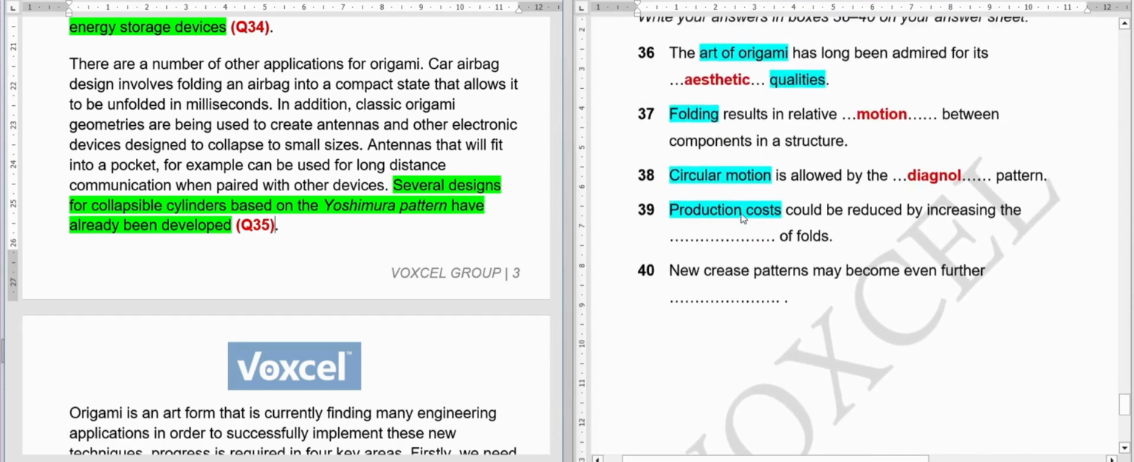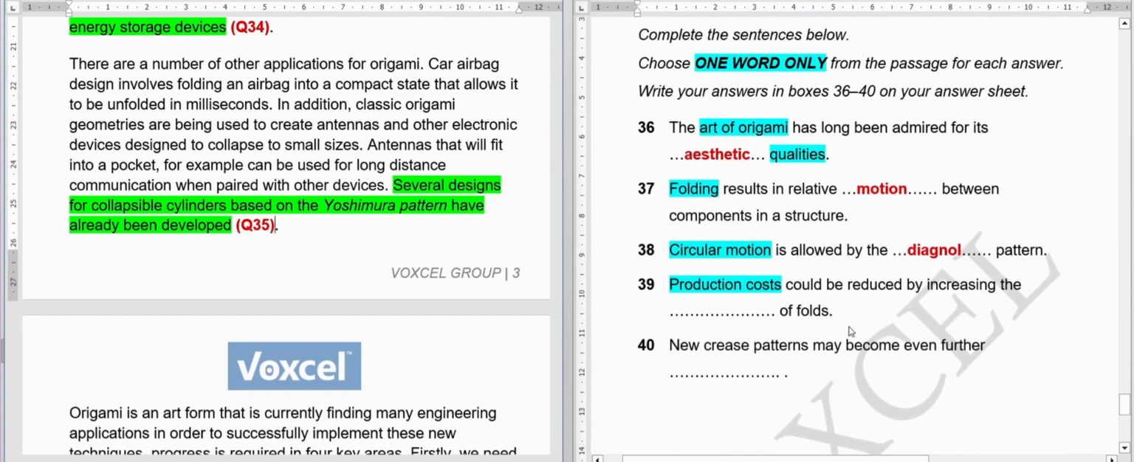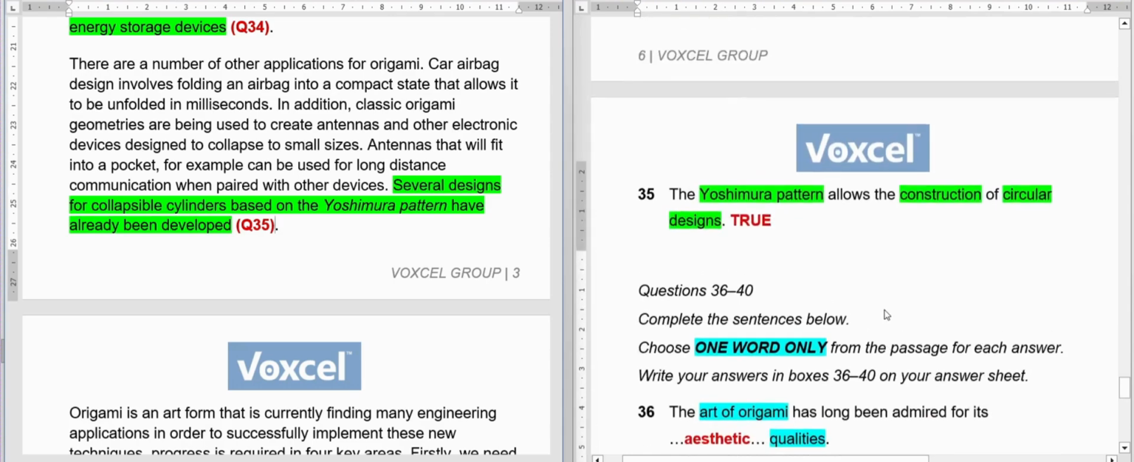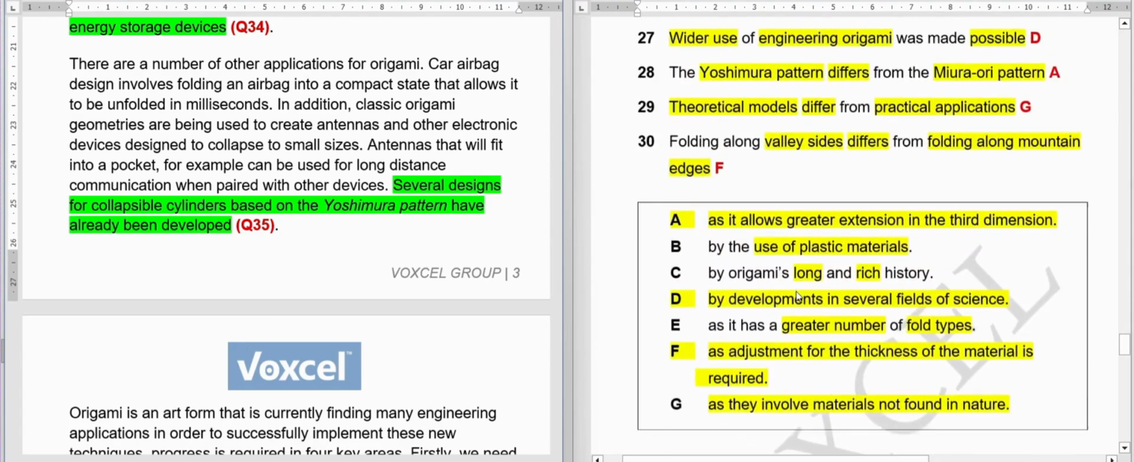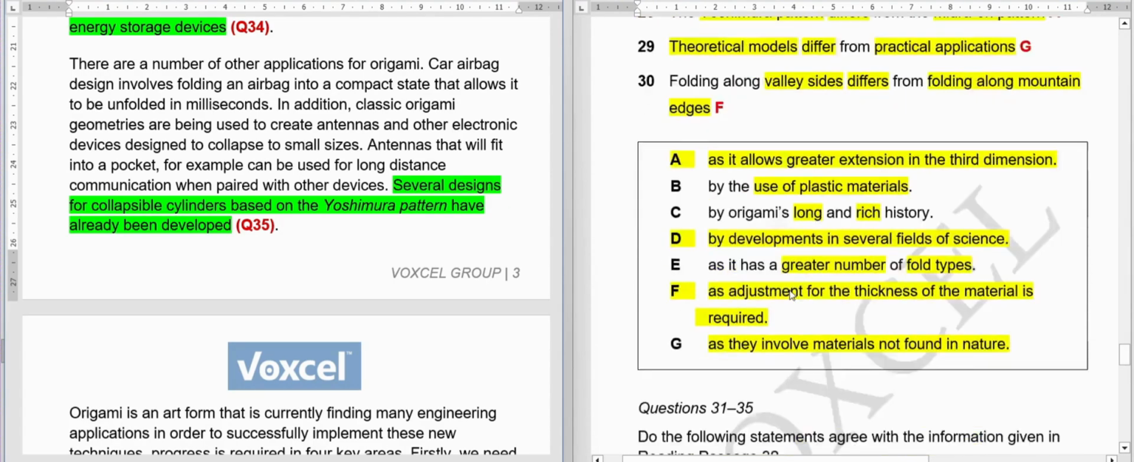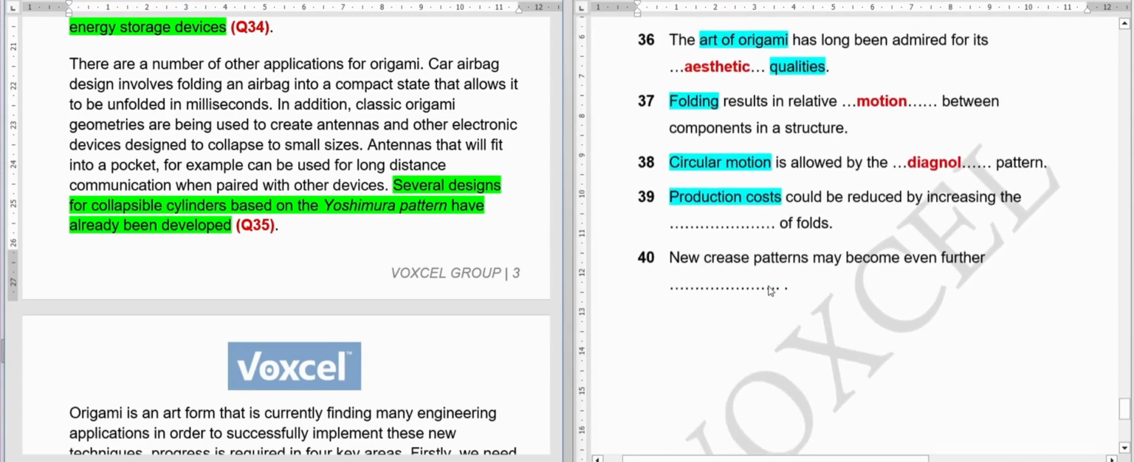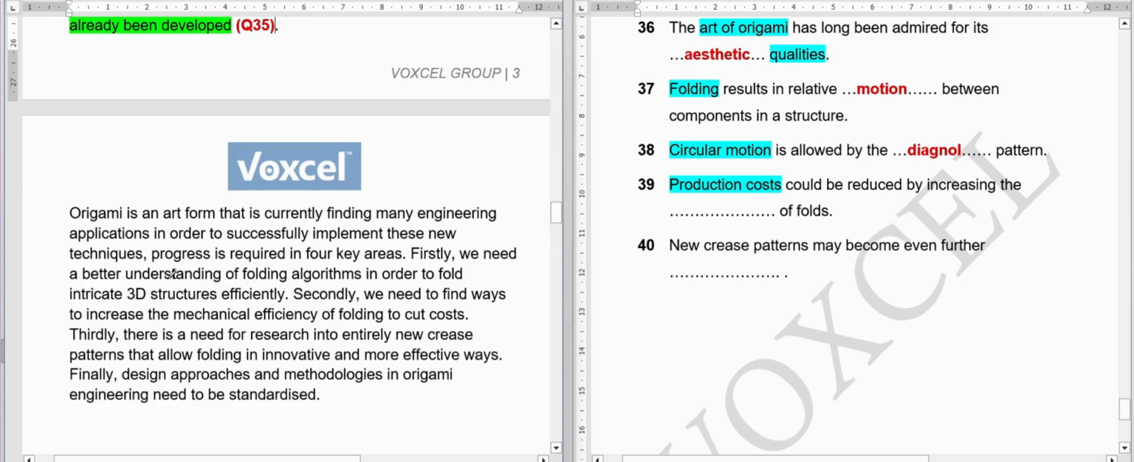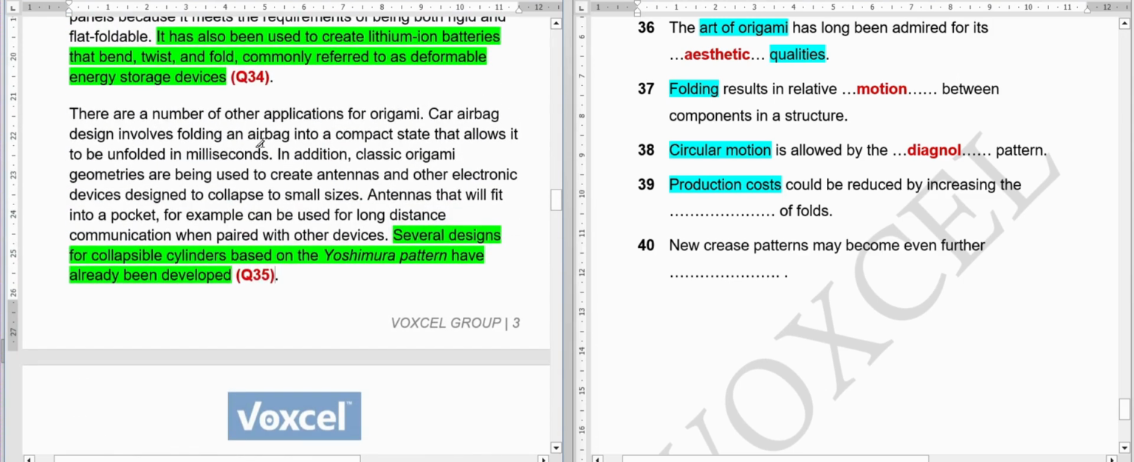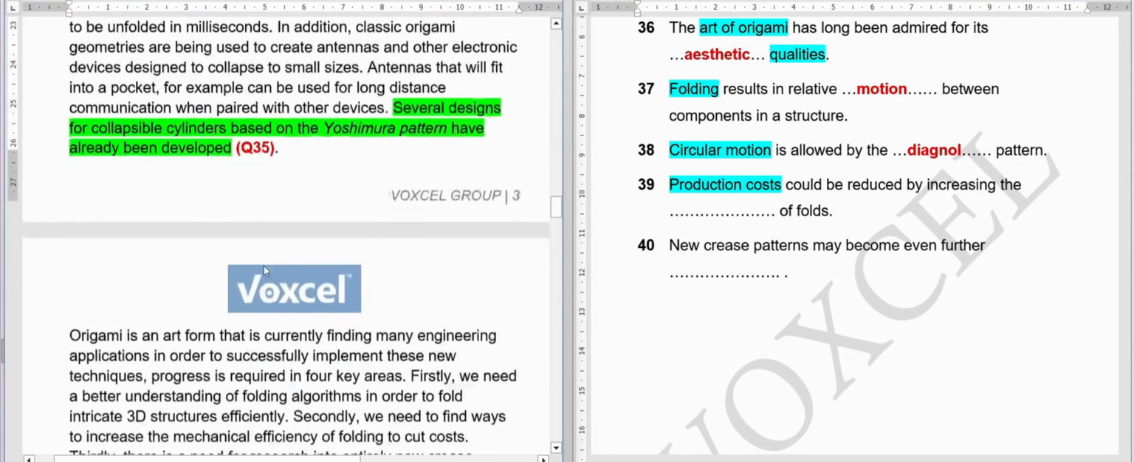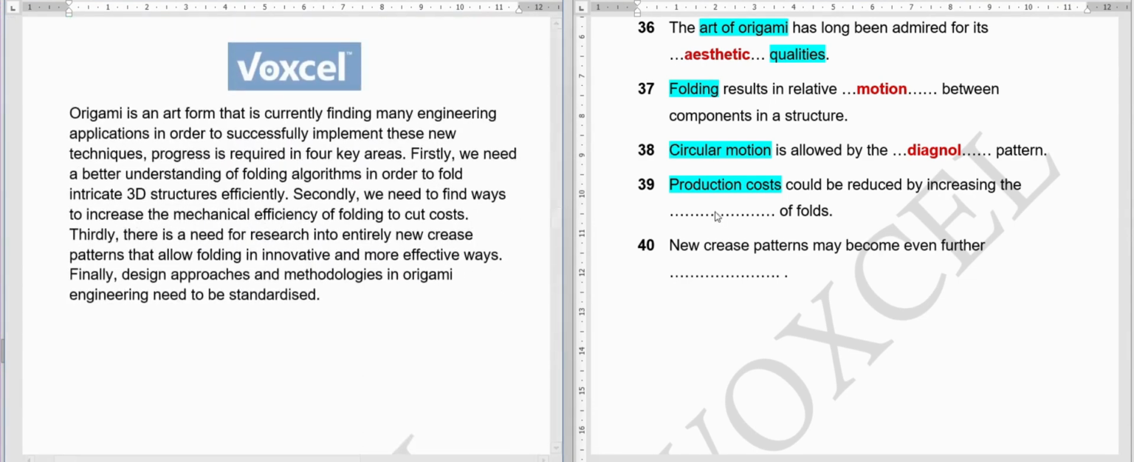Okay, now only blanks 39 and 40 are left, because we have done all the true false and all the sentence endings as well. Only two questions are left, question 39 and 40. And in these, we haven't read anything about saving money or reducing production cost. So that means both answers will be in our last paragraph. So, we will read this now carefully.